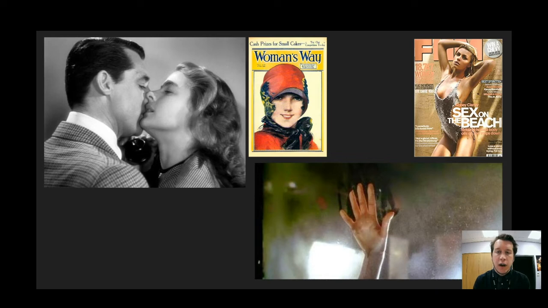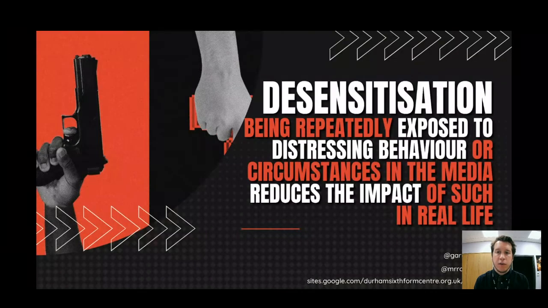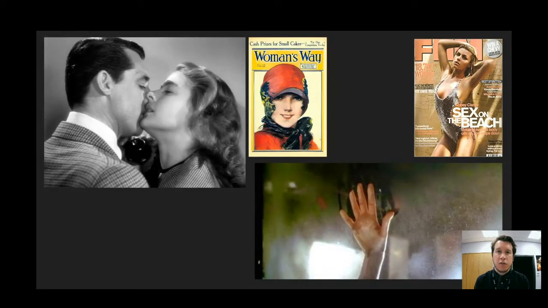This is often also used in respect to the representation of sexuality or the female body, or just commentary on sex in general. So, for example, a women's magazine many decades ago compared to a contemporary media product now, and the attitudes to, for example, a sex scene in a movie compared to a sex scene in a more contemporary media product. So again, the attitudes towards something have changed over time because of repeated exposure to that particular idea or concept, be it a gun, be it violence, or be it representation of sexual imagery.